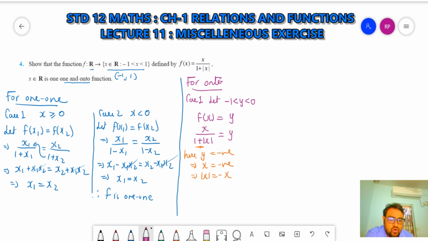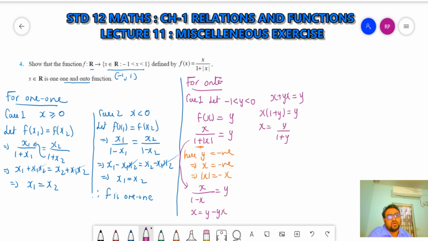So now what will I get? x upon 1 minus x equal to y. So x equal to y minus yx. I'll carry it forward. So x plus yx is equal to y, x common, x(1 plus y) equal to y. So x is equal to y upon 1 plus y.